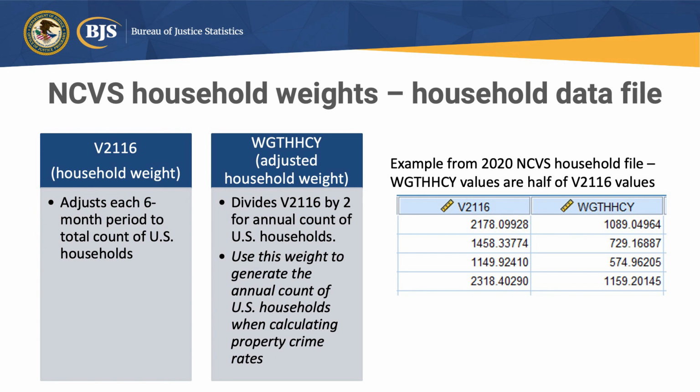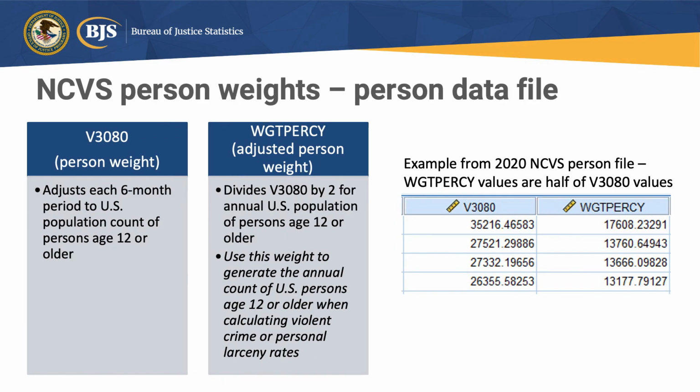So, an example from the 2020 NCVS household file: you can see that for the first row, V2116, the weight value is 2178. We divide that in half to get 1089 for weight HHCY.